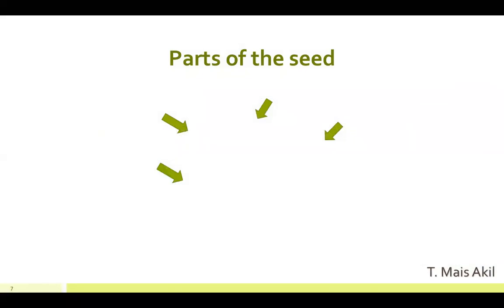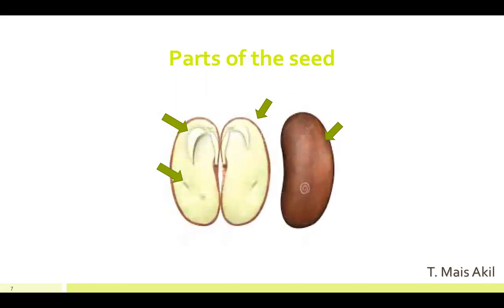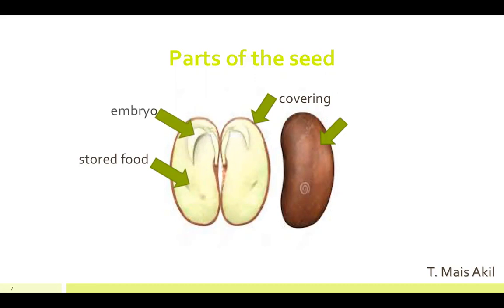Let's see the parts of the seed. You can see here this brown covering that surrounds the seed. It's called the covering. And here there is the stored food. And here the embryo, the young plant. These parts are very important. As we said, the embryo is going to grow into a new plant.